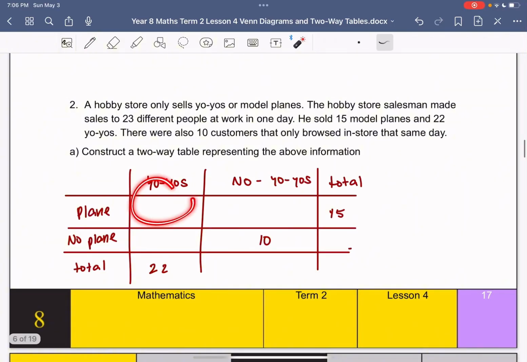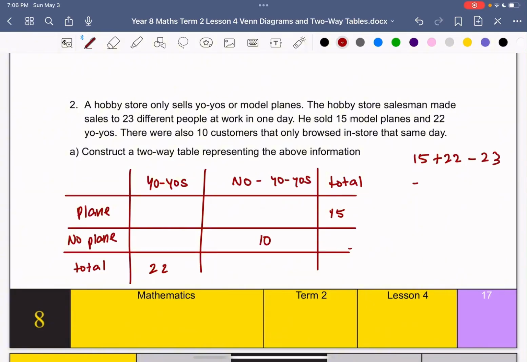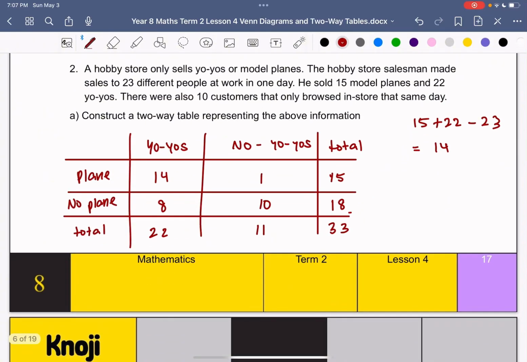Now to find the people that got both, we're going to find the overlap again by doing 15 plus 22 minus 23. That gives me 14. So there are 14 people that got both a yo-yo and a plane. That means that I can use subtraction. 22 minus 14 gives me 8. That's how many people bought a yo-yo but no plane. And how many people got a plane and no yo-yos is going to be 1. Now this is 18, and I can fill it up by saying that this is 33. That's my two-way table drawn.